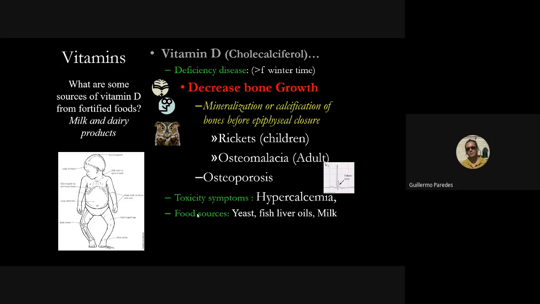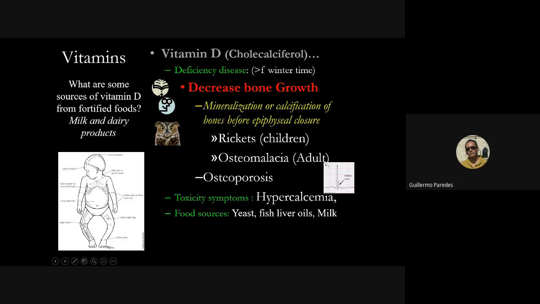Rickets and osteomalacia are related to calcium. Rickets disease will be in children and osteomalacia in adults. So you can tell that in adults, they can produce osteoporosis. With a lack of vitamin D, there is no absorption of calcium, and the bone density will be decreased. Okay? All right, so with Rickets disease, one of the characteristics is the bowing of the lower extremities.